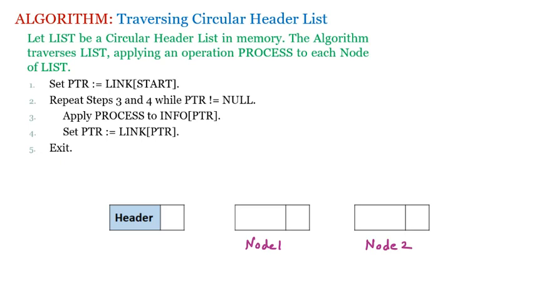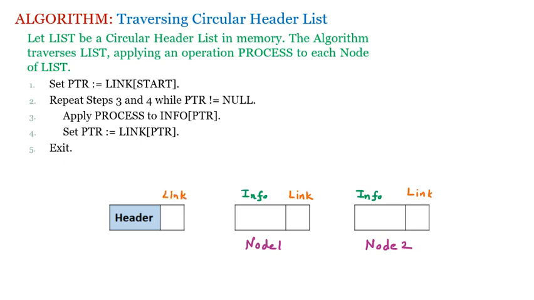Now we know that every node contains two parts. One is the info part, so I am putting the info part everywhere. The first part is the info. The header node has no info part; it does not contain any element. And the second part of all the nodes is the link part. So this one is the link part, and the header also has a link part.